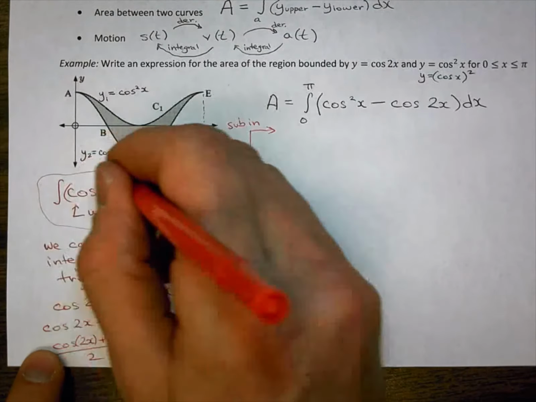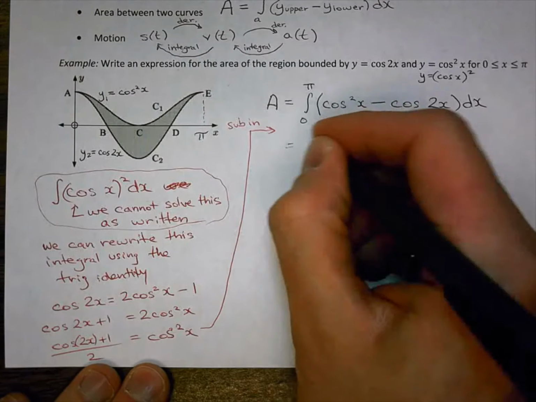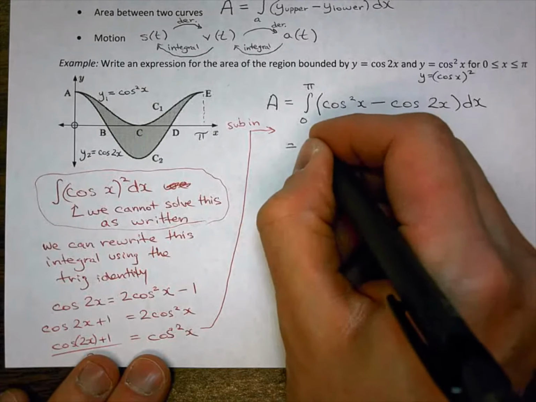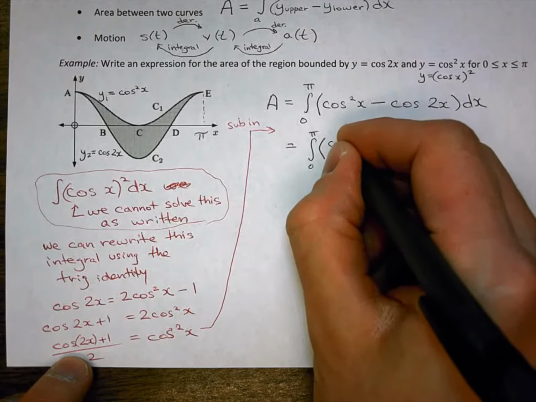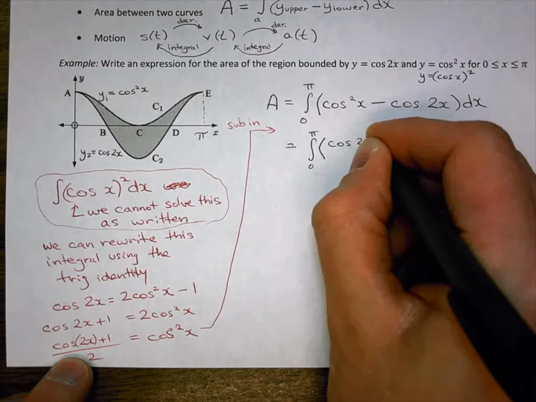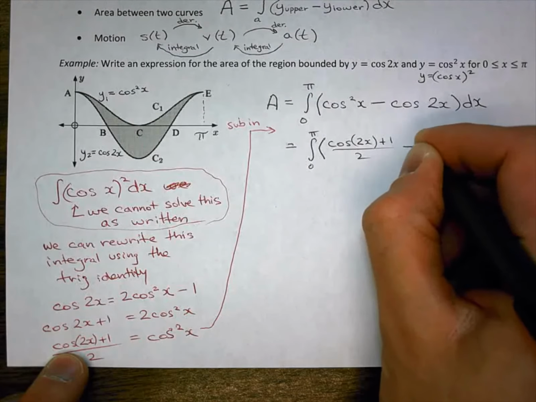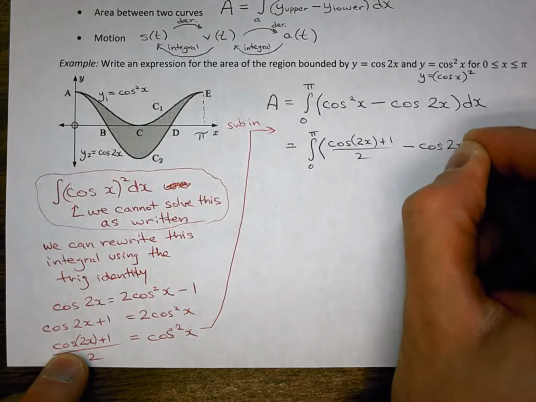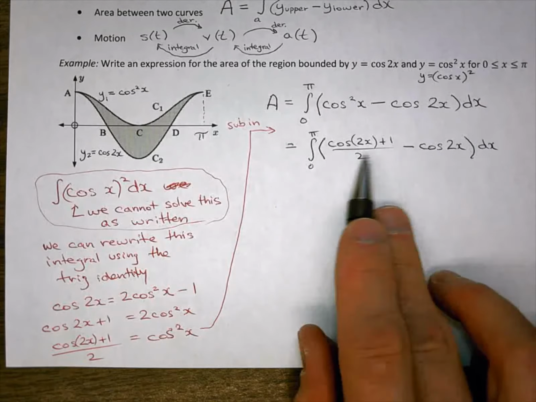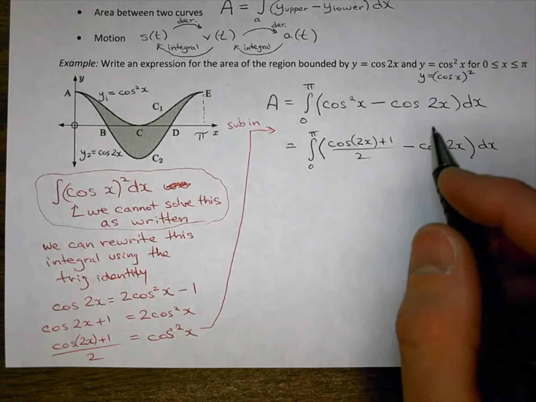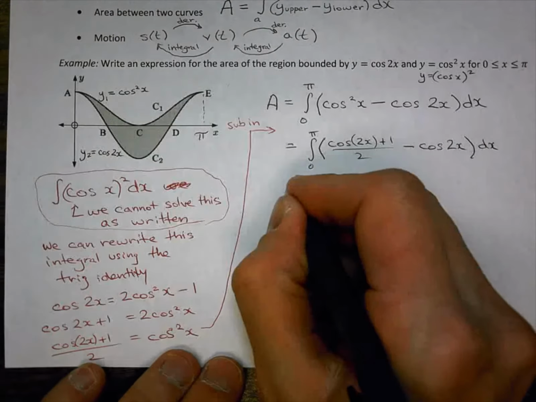I'm gonna put a little bubble around this. Okay. So now I'm going to rewrite this as the integral from 0 to pi of cos 2x plus 1 over 2 minus cos 2x dx. Now, finding the integral of both of these is now doable. It's a little bit messy because I have cos, why don't I simplify a little bit?